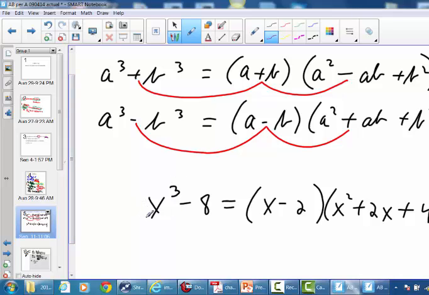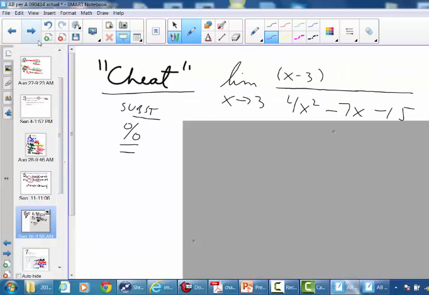This is the cube of x, which is why this is x squared, and x. This is the cube of 2, which is why that's 2, 2, and 2 squared. So if you need to take a little time to look at this page, please pause.